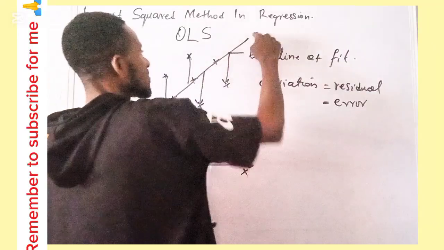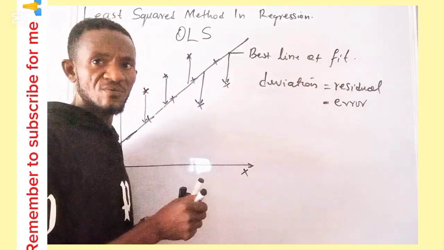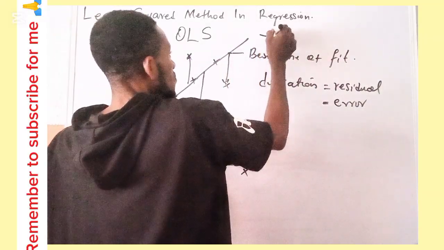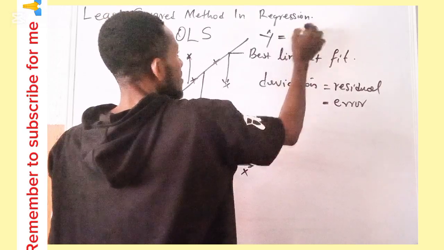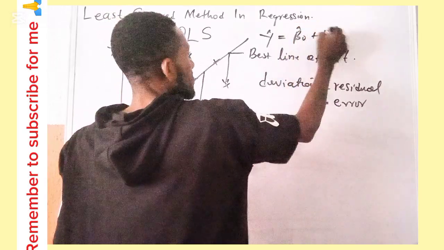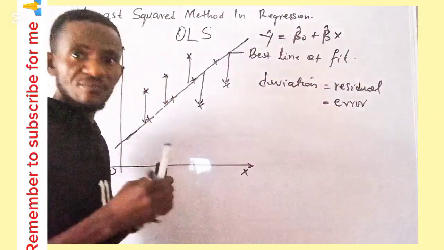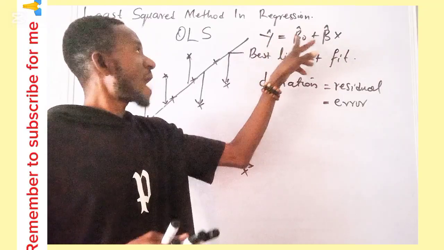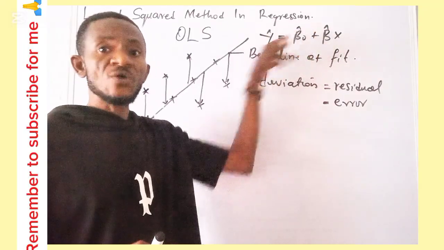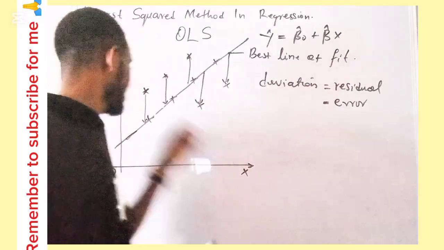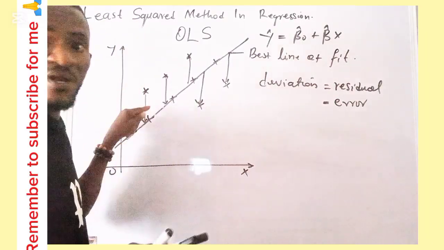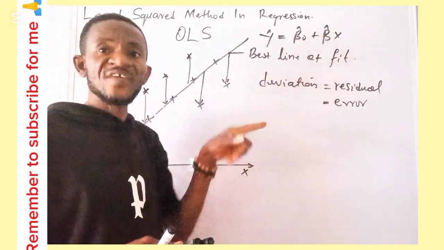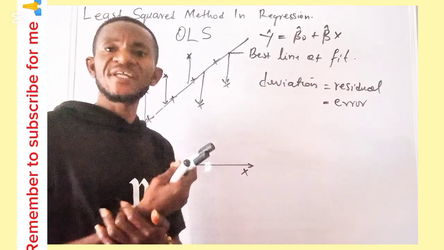And then this line which you see here is described with an equation. That equation is given as: Y estimate is equal to beta 0 estimate plus beta estimate times X. This y, of course, is what we call our response variable. The beta 0 estimate here is the estimate of the intercept of the regression line, that is the point at which the regression line cuts the y-axis. And this beta here is making reference to the slope of the regression equation.